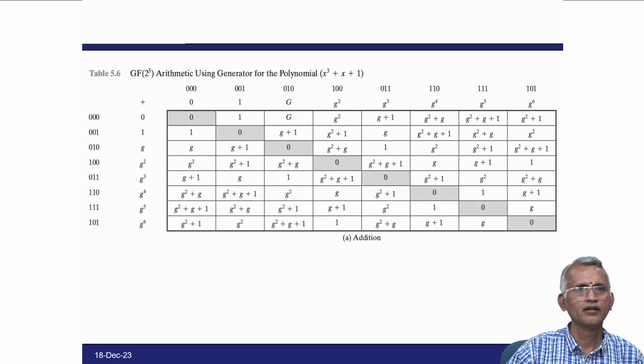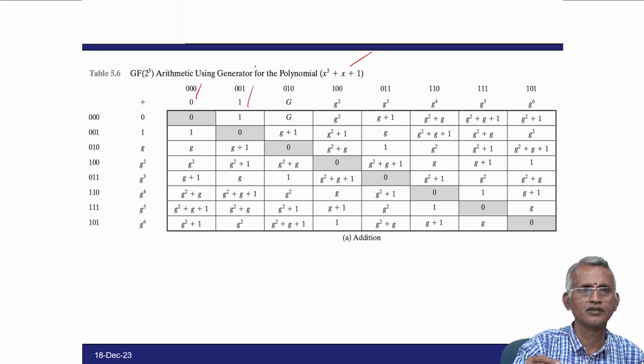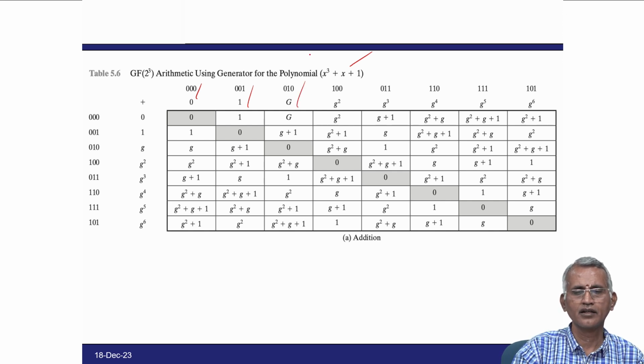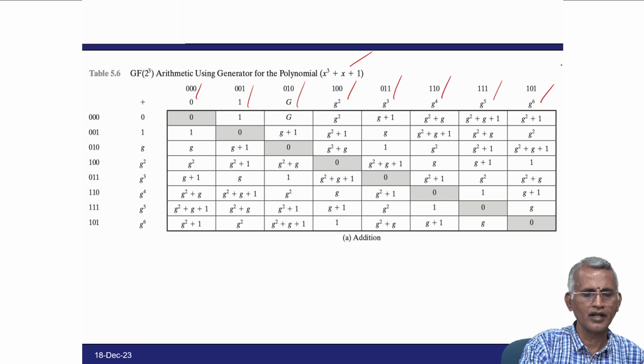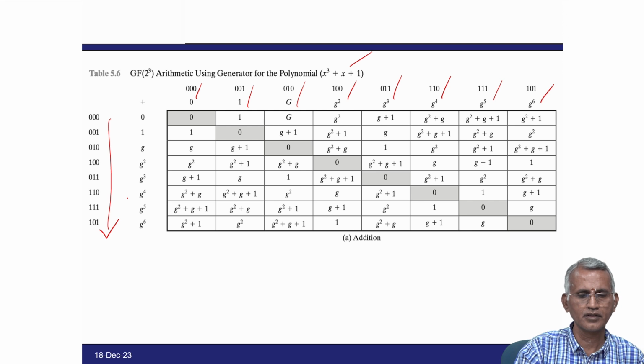Therefore, we have a table. So, GF arithmetic using the generator of the polynomial x cube plus x plus 1, and we have a bit pattern starting from 0, then 1 is 0 0 1, and the corresponding g, a generator of the Galois field, is 0 1 0, g square represents 1 0 0, g cube represents 0 1 1, g power 4 represents 1 1 0, g power 5 represents 1 1 1, g power 6 represents 1 0 1, and we have a table corresponding to this.